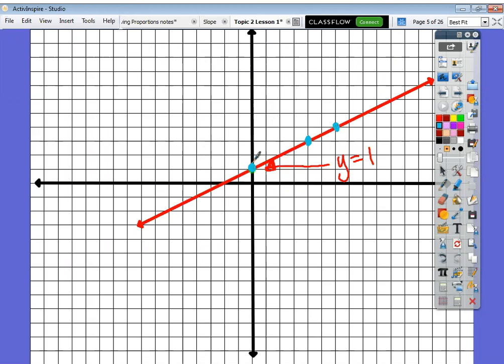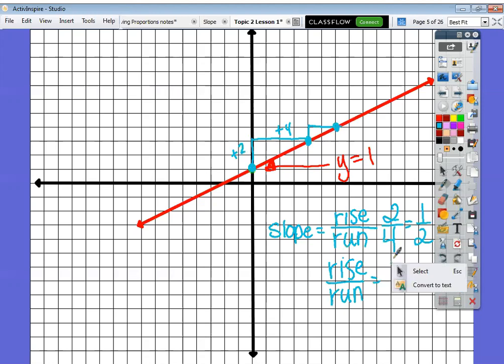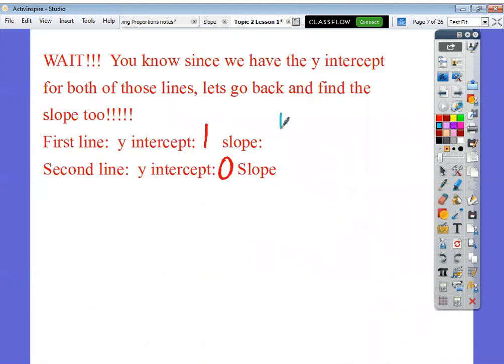So it looks like I went up 2, so that's +2, right 1, 2, 3, 4. So remember, slope is rise over run. My rise was 2, my run was 4. This reduces down to 1/2. Okay, well, let's just double check that on the next one. Rise over run. So from here, up 1, right 2. What do you know? So there's the slope of my first line. The slope of my first line is 1/2.